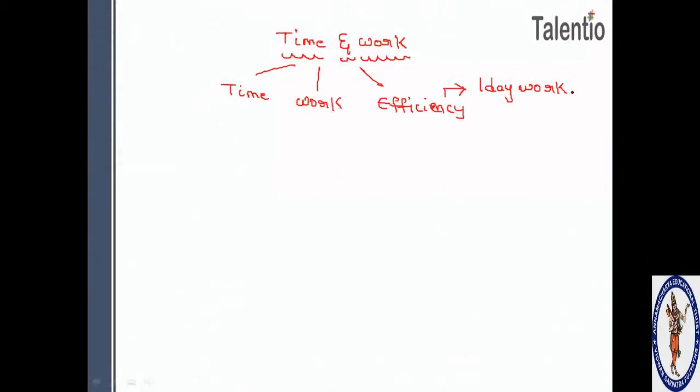much work you are completing. For example, I'm having 10 chocolates. I can eat only 2 chocolates in a day. I cannot eat more than 2. So I can eat only 2 chocolates in one day. So my efficiency is 2 chocolates per day.